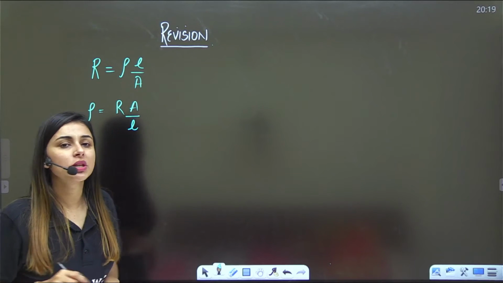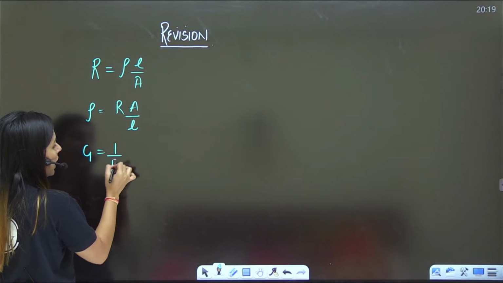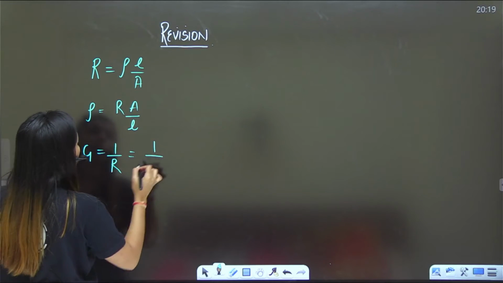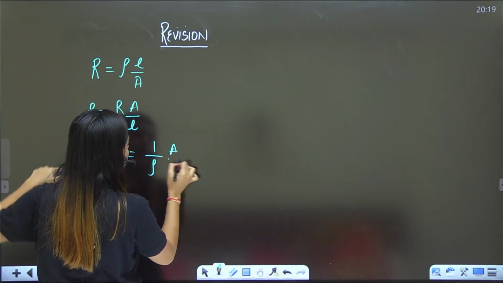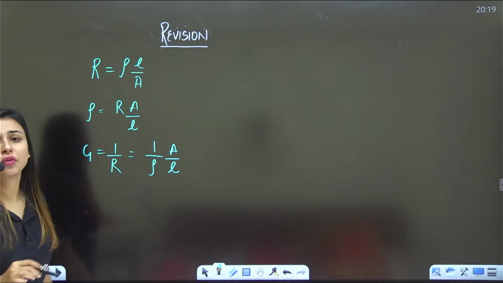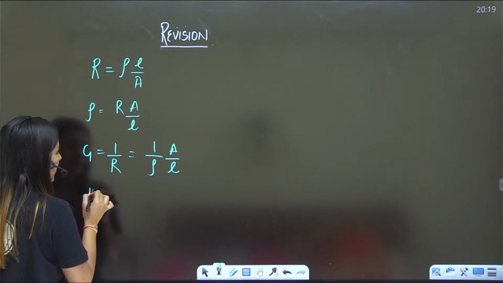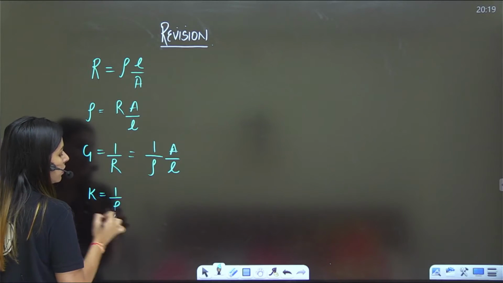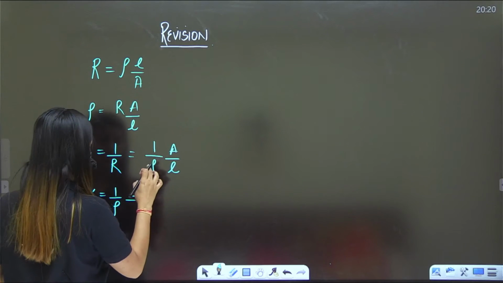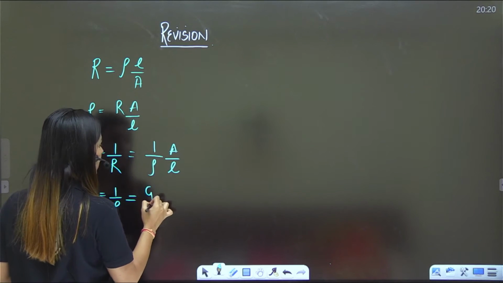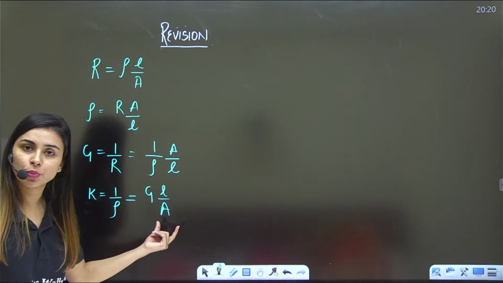Now, let's talk about the conductance. Conductance G is equal to 1/R. So this will be equal to 1/ρ times A/L. So, this is the expression for conductance. Let's talk about conductivity. Conductivity is given by K, and this is equal to 1/ρ. This will be equal to G into L/A. I hope you're clear with this.